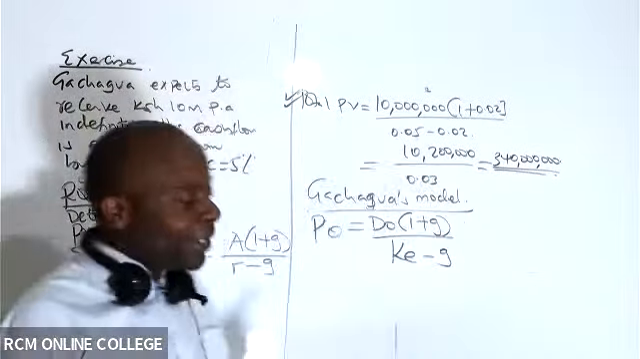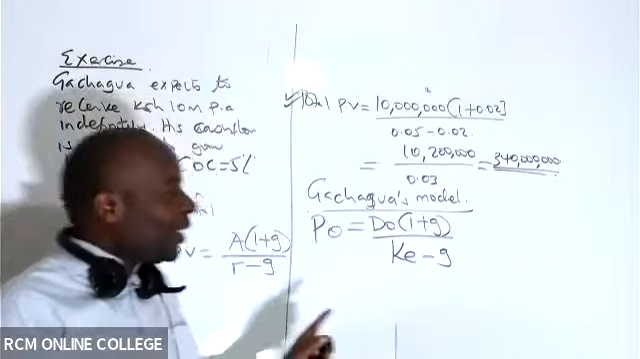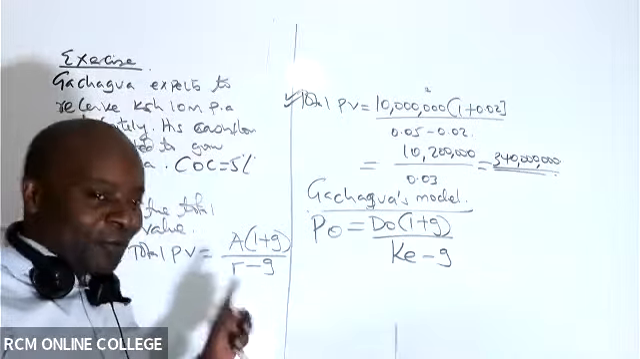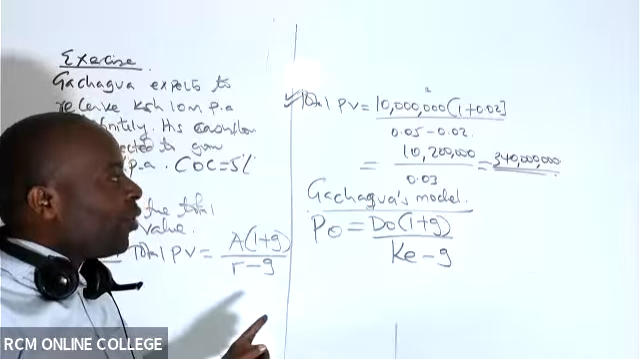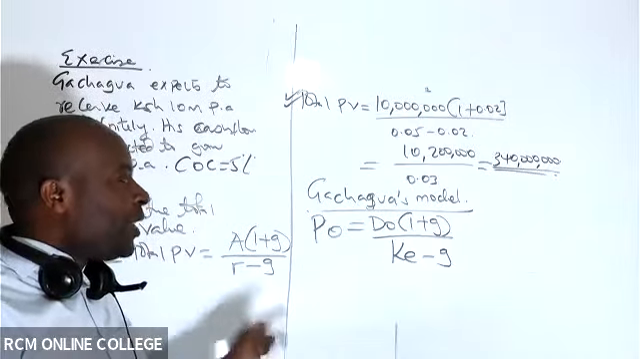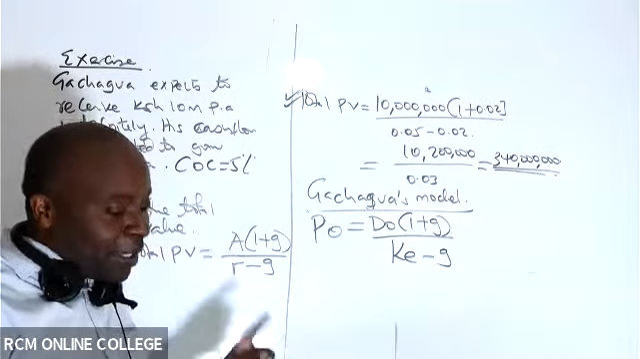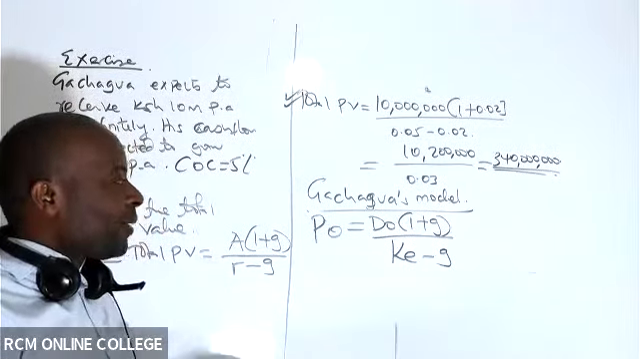Kenya without government. So this is really a very, very important formula that all of us in this case should be able to remember. In all our financial management, this formula must appear somewhere. In your exam, it must appear somewhere.